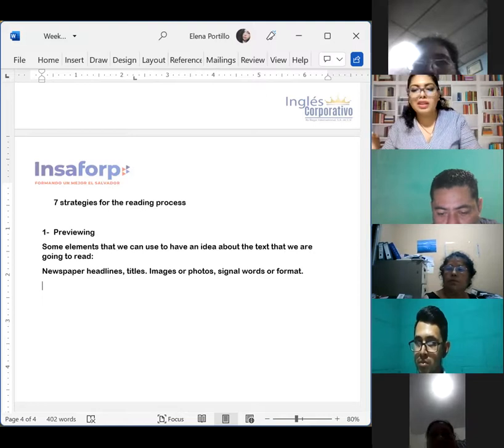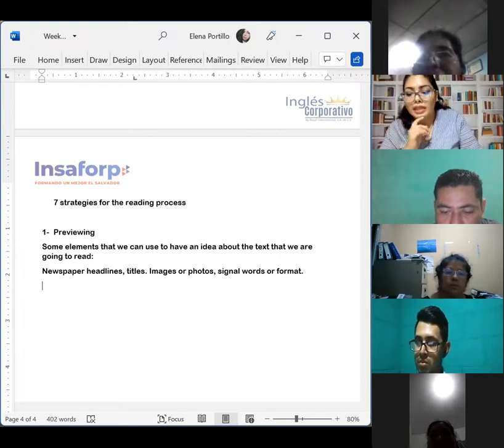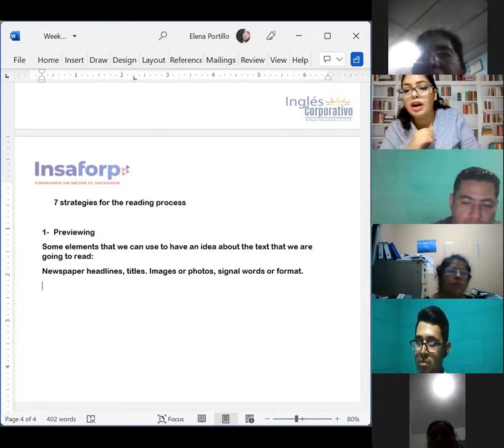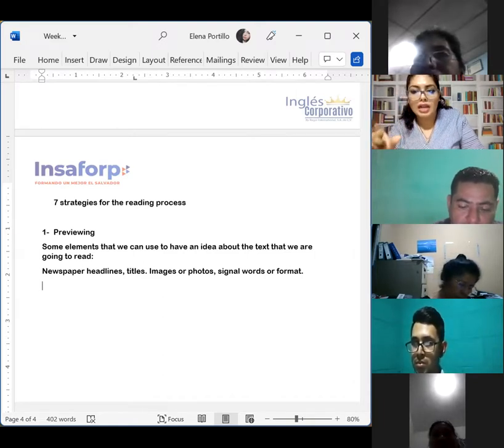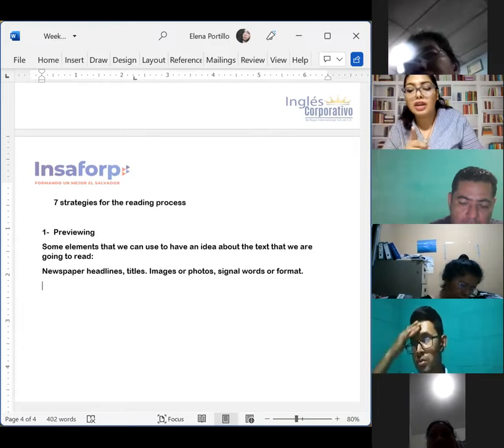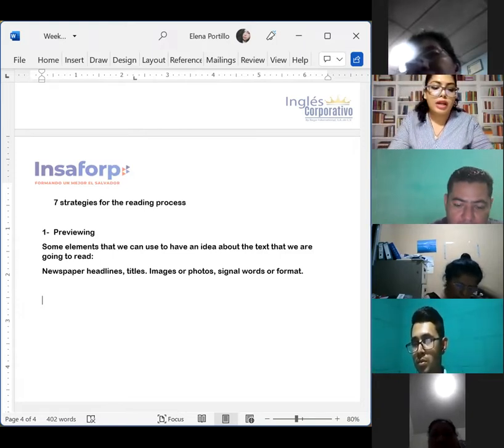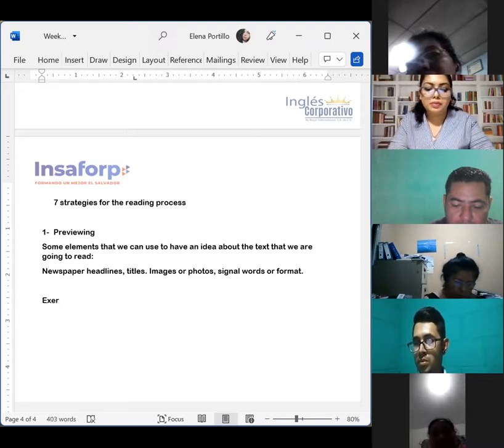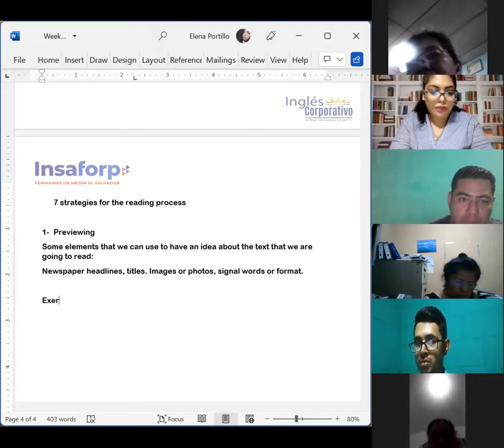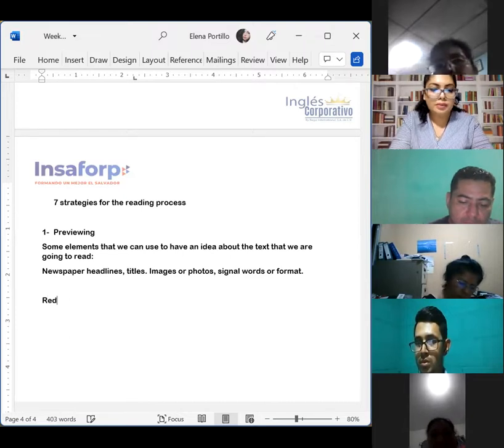Okay, we have this one that is very chaotic, but we have this headline, and it says, earthquake and fire, San Francisco in ruins. So we are going to write the exercise here. Reading exercise.